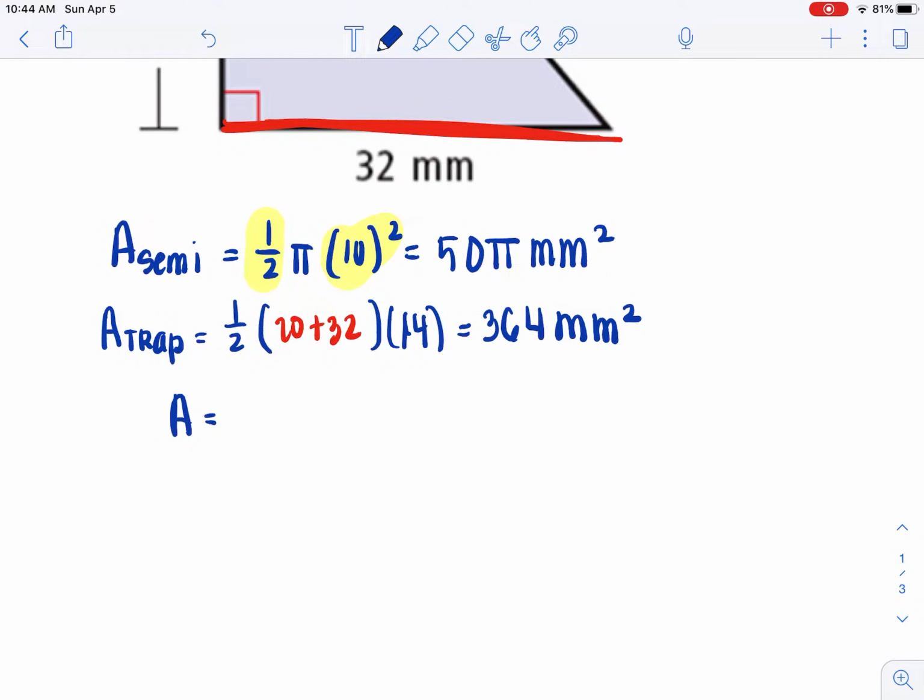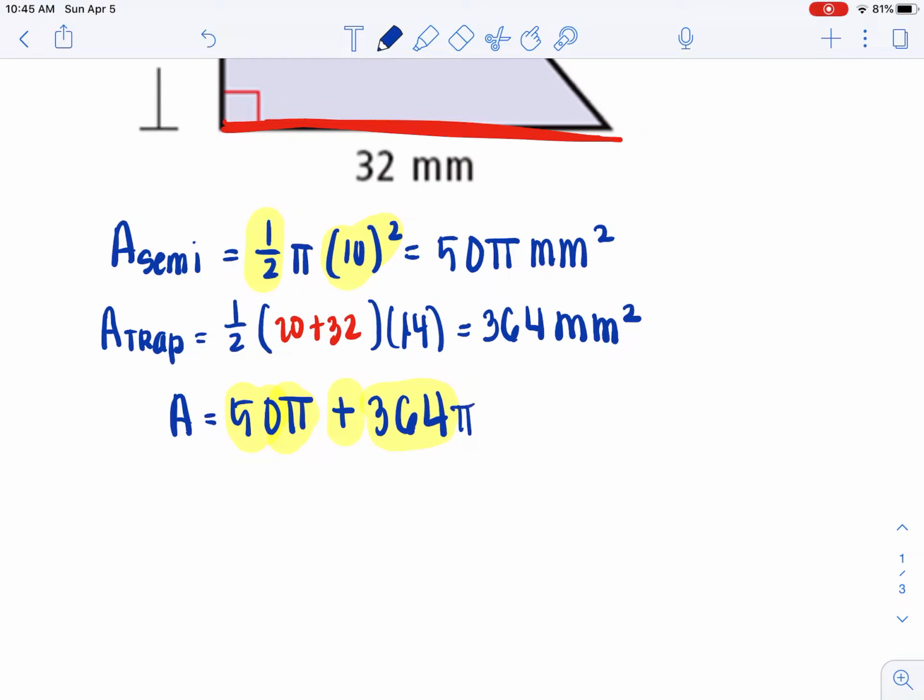All right, now it's time to execute my plan. I said I was going to add those two things. So I'm doing 50 pi plus 364. Okay, so once again, in your calculator, you're typing 50 pi plus 364.